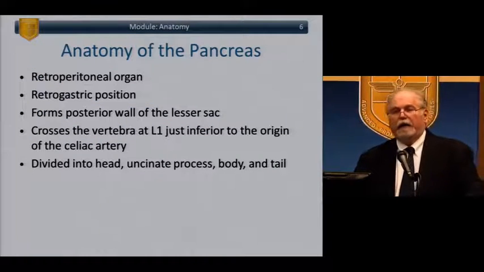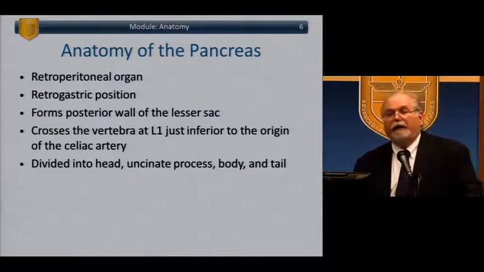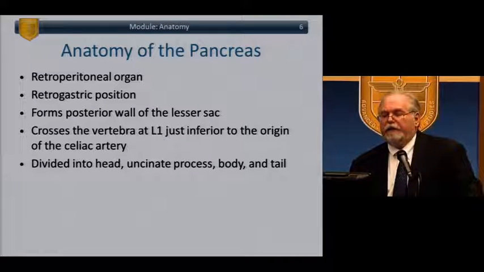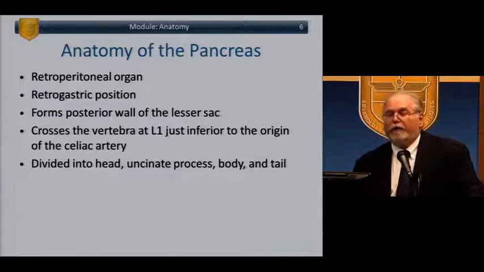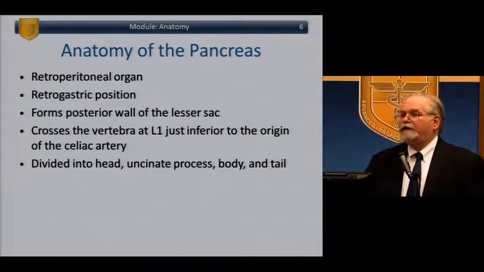So, a couple of words about the pancreas. The pancreas, a retroperitoneal organ, lies behind the stomach, forms the posterior wall of the lesser peritoneal sac, crossing the vertebral bodies at L1, just inferior to the origin of the celiac artery. And that's very important because as it crosses the spine, it's the area where it tends to get injured by a steering wheel in a mid-abdominal crush injury. And when you fracture the pancreas, you fracture it right at that level over L1 as it crosses the spine.